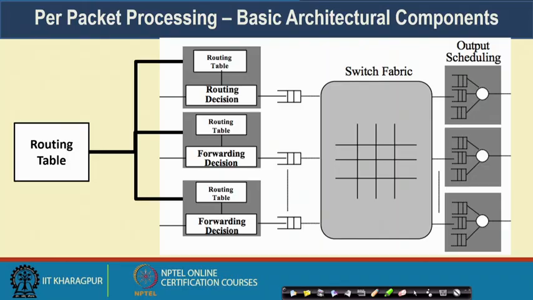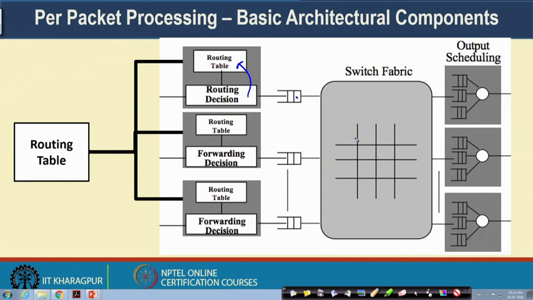So, for per packet processing, the basic architectural components are something like that. You have a routing table, and a copy of the routing table is put in every individual router. Whenever a packet comes, the interface controller makes a routing decision by looking into this local routing table. This local routing table is called a forwarding information base, which we will come to after a couple of minutes.